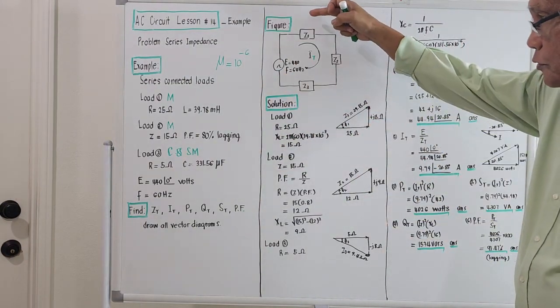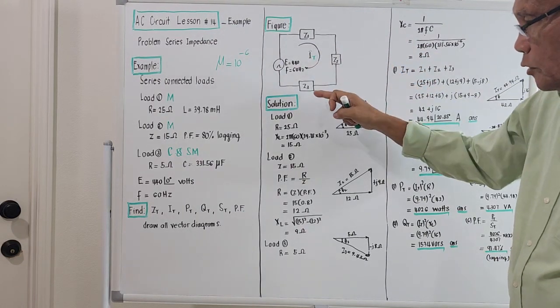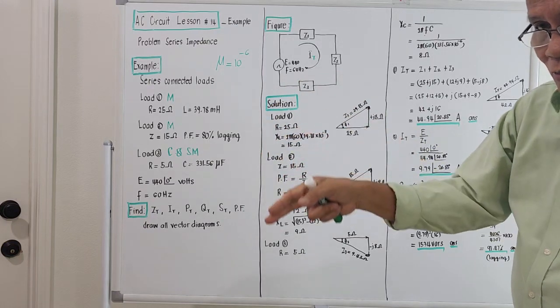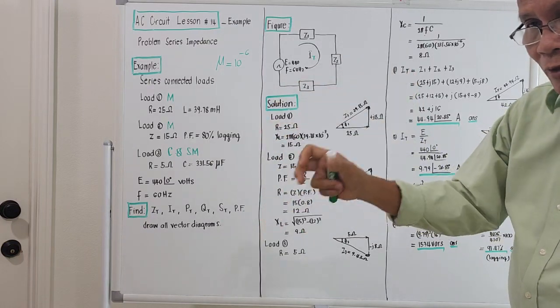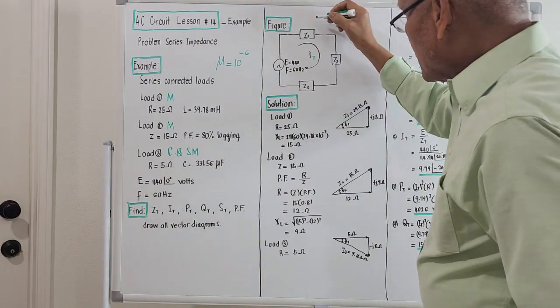Load number 1 is a motor load. Load number 2 is also a motor load. And load number 3 is a pure capacitance, or it could be a synchronous motor that is overexcited to act like a capacitor.